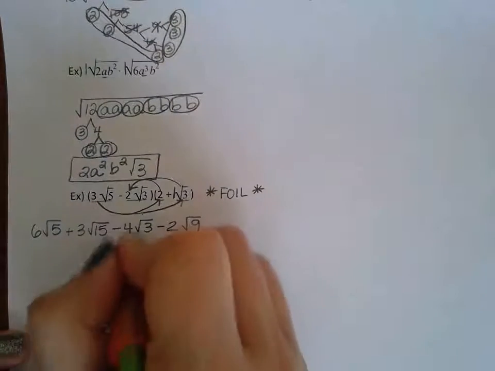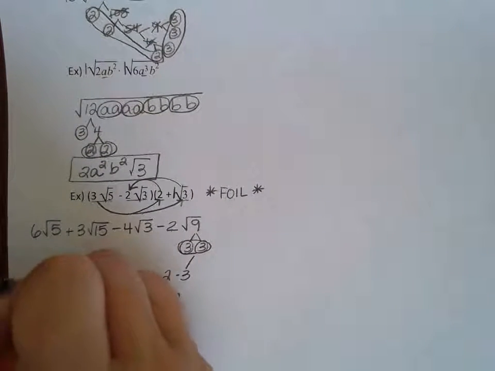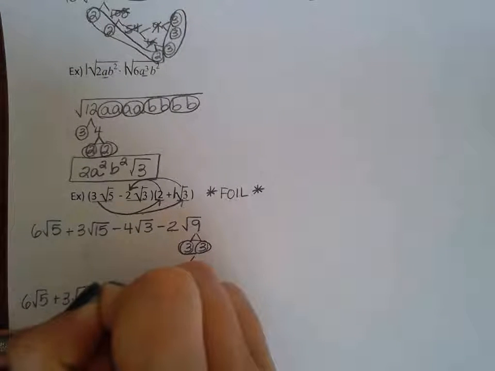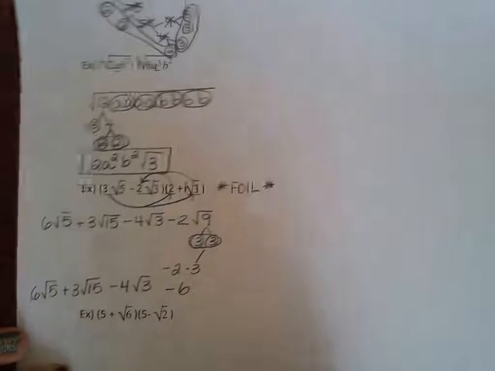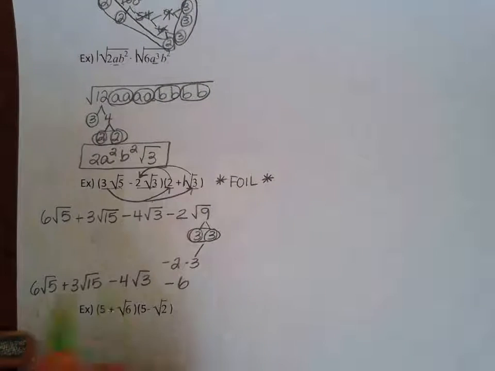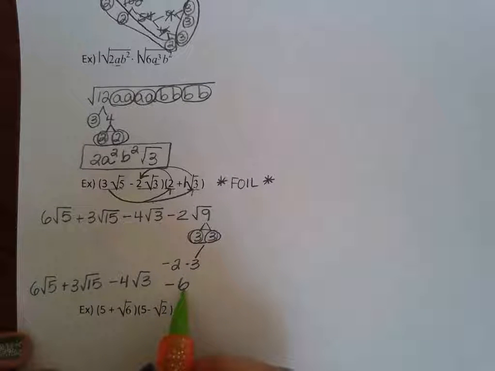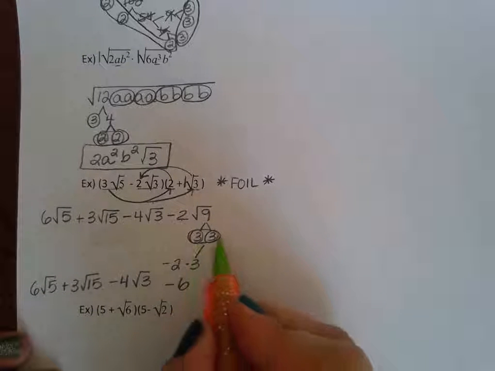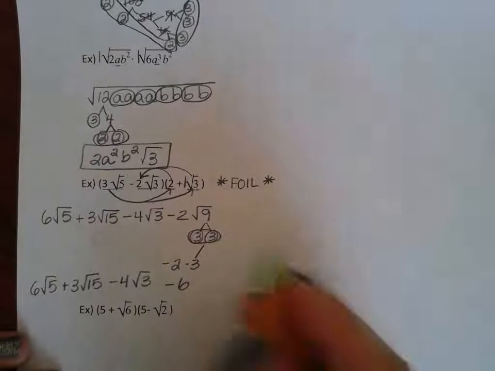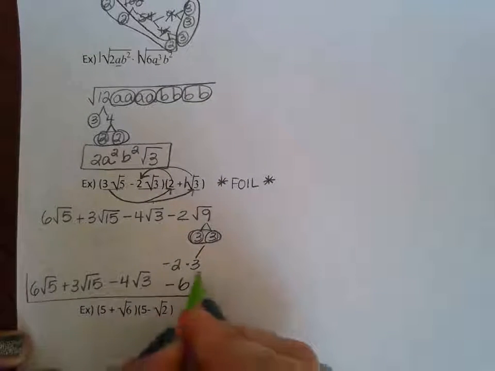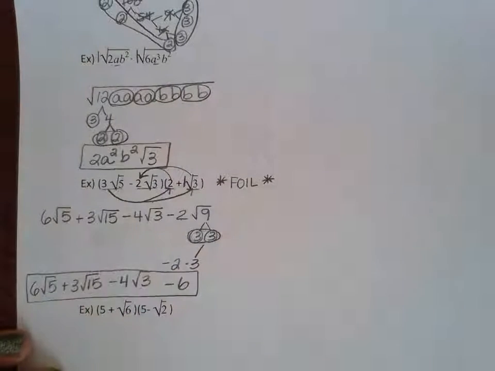Okay, so everything else just gets recopied, and it doesn't matter what order you write it in. It's correct in any order due to the commutative property. So it's just a really long answer. 6 root 5 plus 3 root 15 minus 4 root 3, and then this one turned into minus 6. Notice this group of 3 came right out. There was nothing left over. That's why there's no radical in this answer. So just minus 6 at the end.